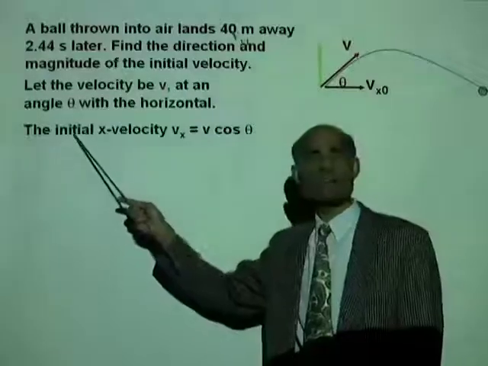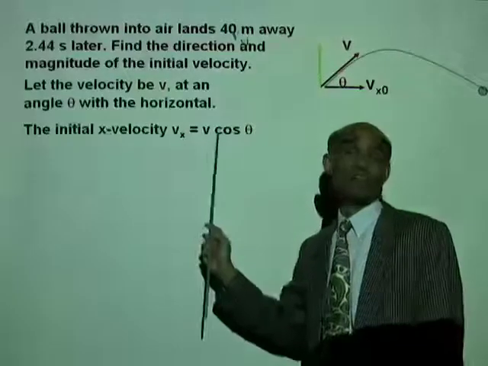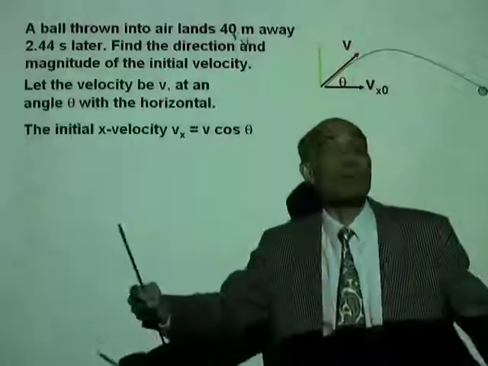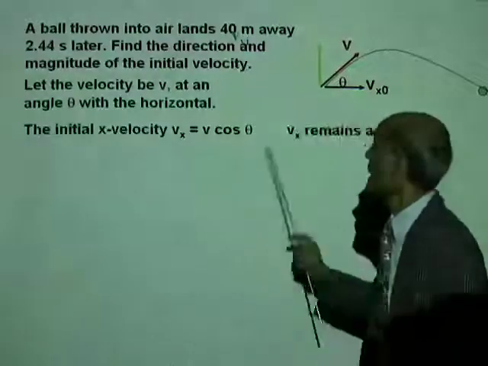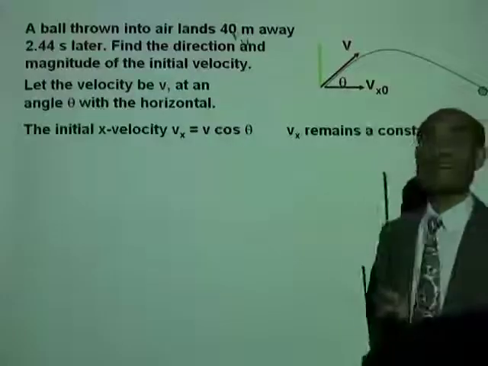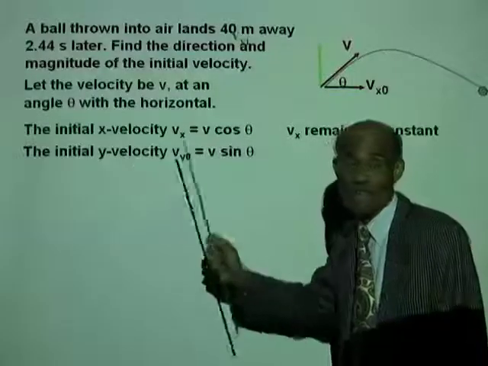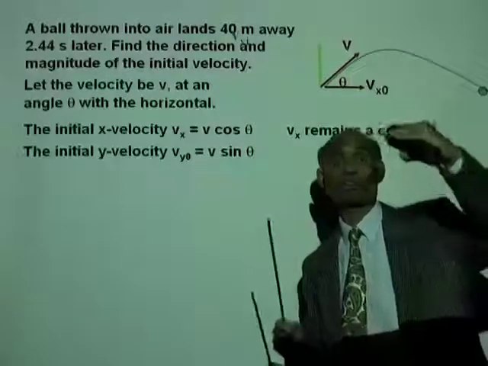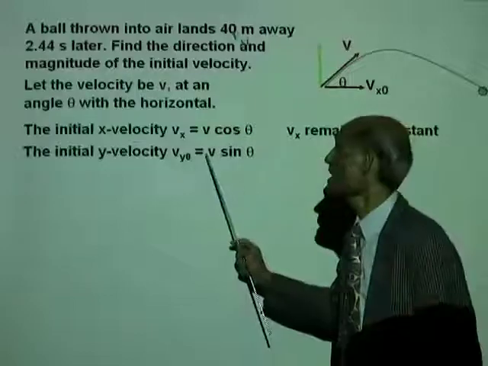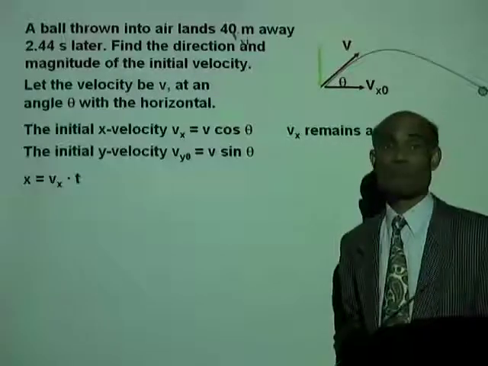Now, did I really have to call it initial? Well, this is the initial and also the final, because the x velocity will not change. Vx remains a constant. The initial y velocity, yes, we have to say initial, because the y velocity keeps on changing. Vy0 is V sine theta.